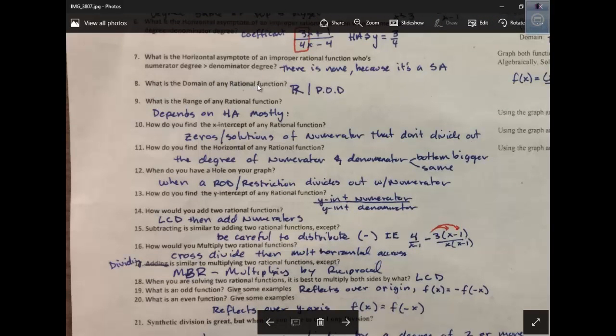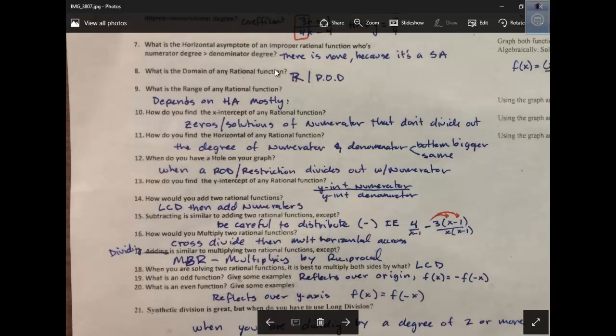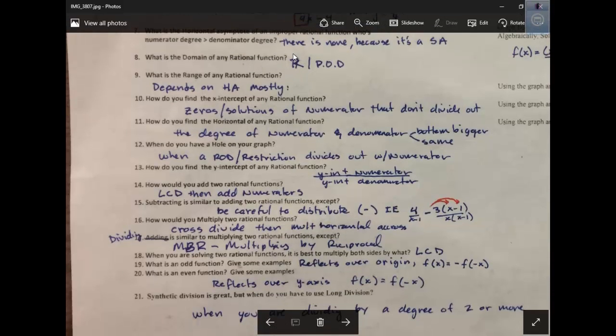What's the domain of any rational function? This is something that we've been drilling. It's going to be all real numbers such that, that's what that line means, and then whatever your excluded values were, whatever your restrictions were, whatever the points of discontinuity were, your PODs.